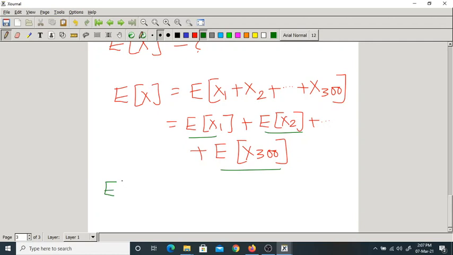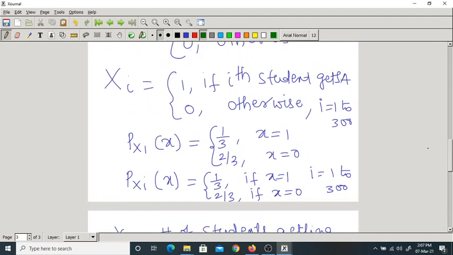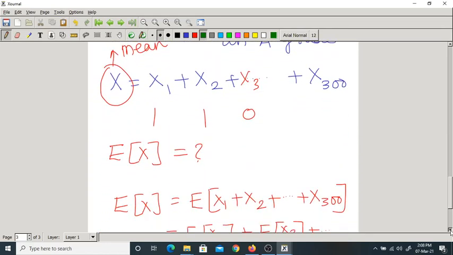The expectation of capital X1 is simply the summation over x of x into pX1 of x. Okay, now I have defined pX1 of x also, where we have defined, yeah, this is it. Okay, now pX1 of x is what? It is 1 by 3 if x equal to 1, 2 by 3 if x equal to 0.